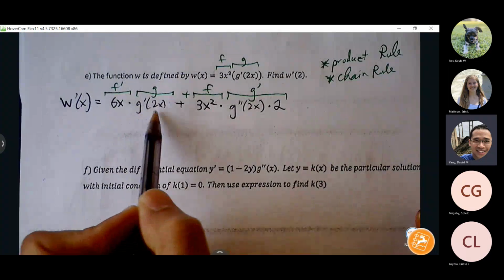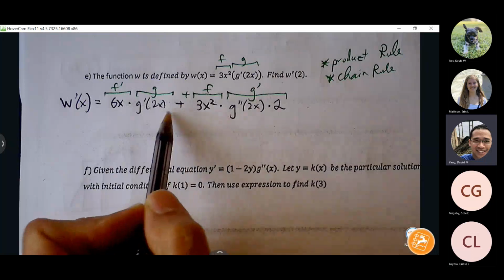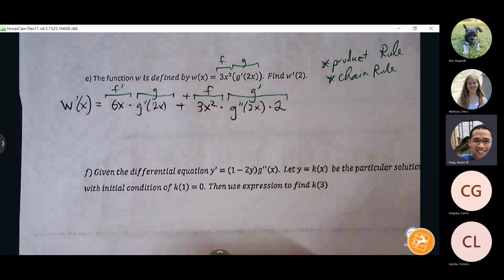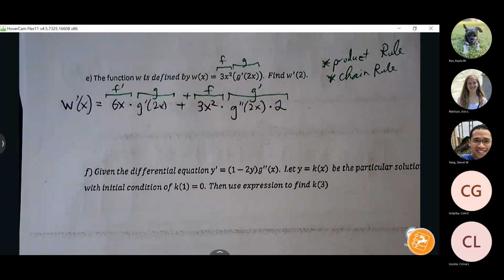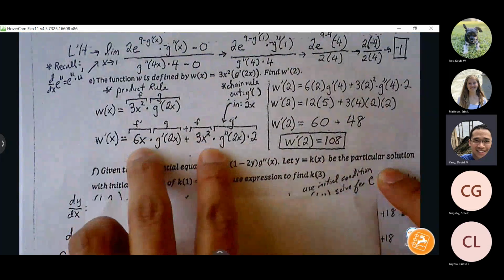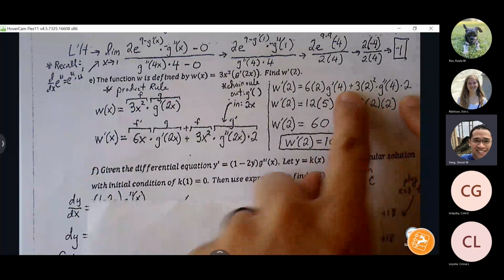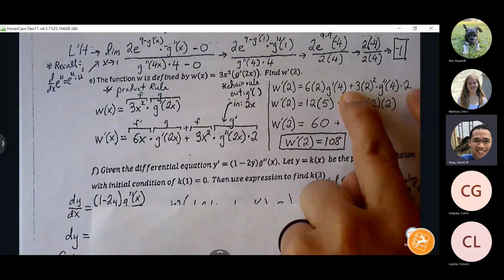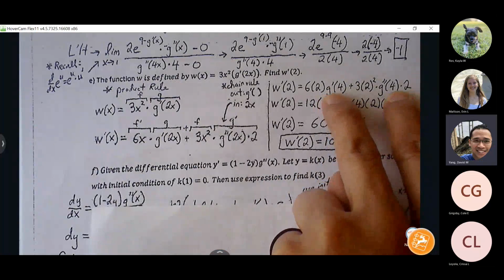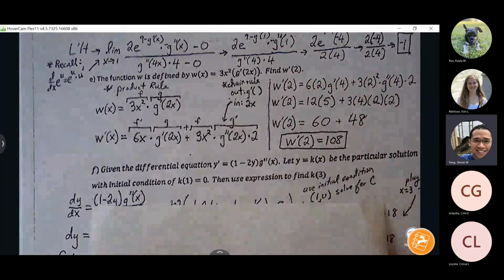Now you just replace all the x's with 2, and then use the table, g prime and g double prime, to pull those values down. Replace all the x's with 2's. 12 times g prime of 4 plus 12 times g double prime of 4 times 2. G prime of 4, pull from the table. G double prime of 4, pull from the table. And just add those values together.